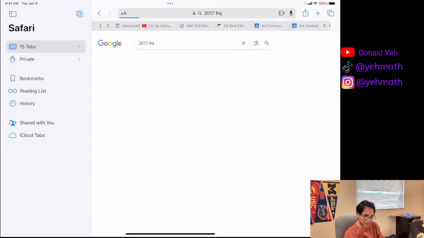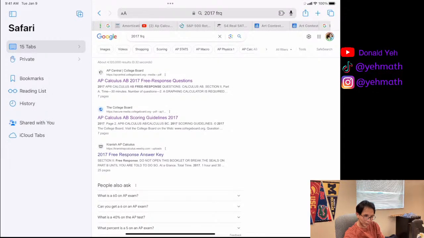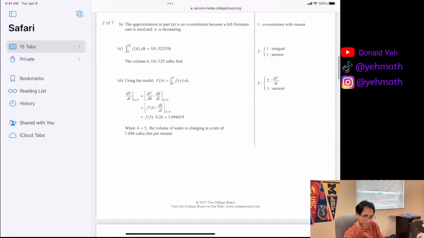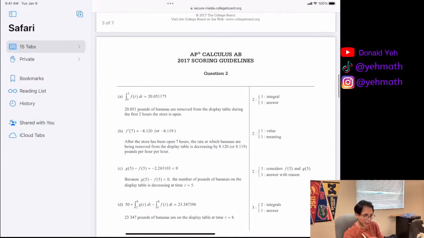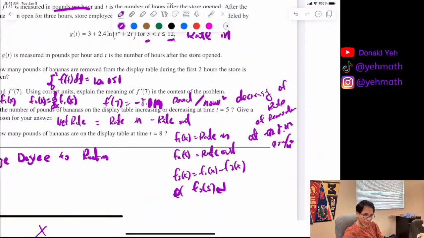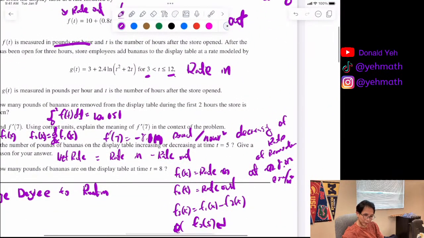2017 FRQ. Scoring guideline. It's interesting. It's -2.263. Oh, it's in minus out, so I might have a wrong orientation. Yeah, it's in minus out. Wait, I counted wrong. So this is rate out, and this is rate in. So this is 2 and 1, and you should graph F3 of 5.